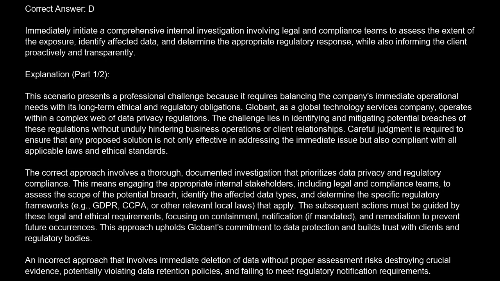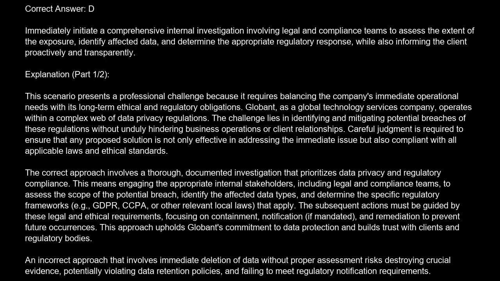The challenge lies in identifying and mitigating potential breaches of these regulations without unduly hindering business operations or client relationships. Careful judgment is required to ensure that any proposed solution is not only effective in addressing the immediate issue, but also compliant with all applicable laws and ethical standards.